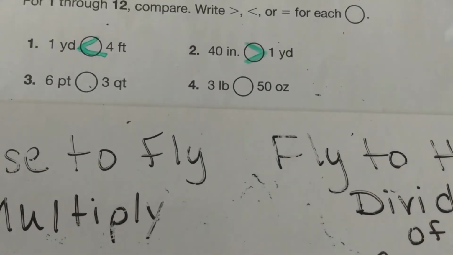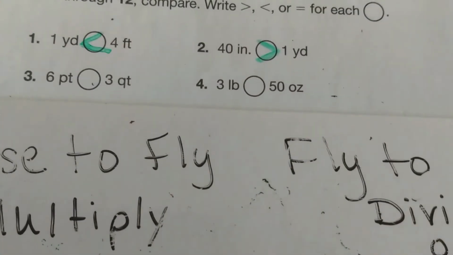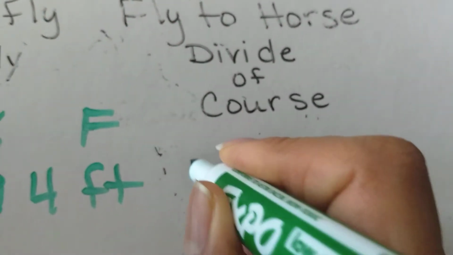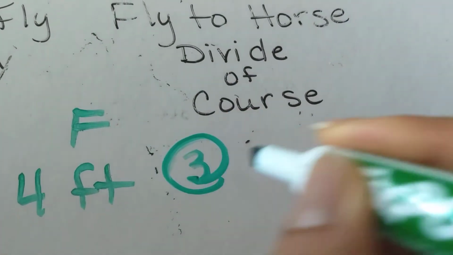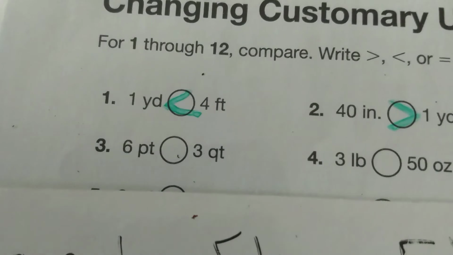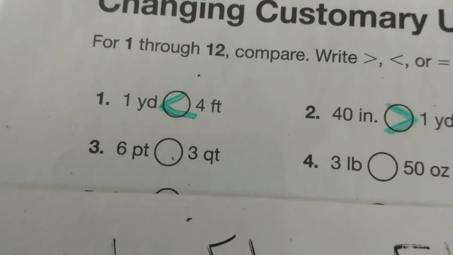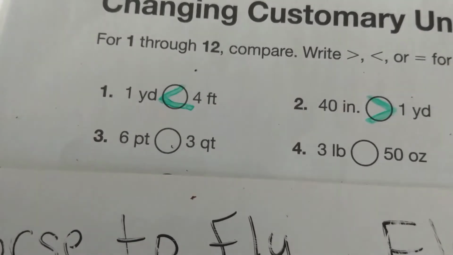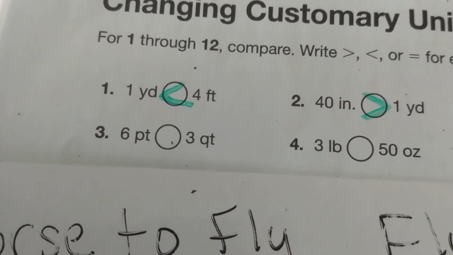Okay. Problem number 3. We're looking at 6 pints and, right? And we're comparing it to 6 pints is greater than, less than, or equal to 3 quarts. Okay?